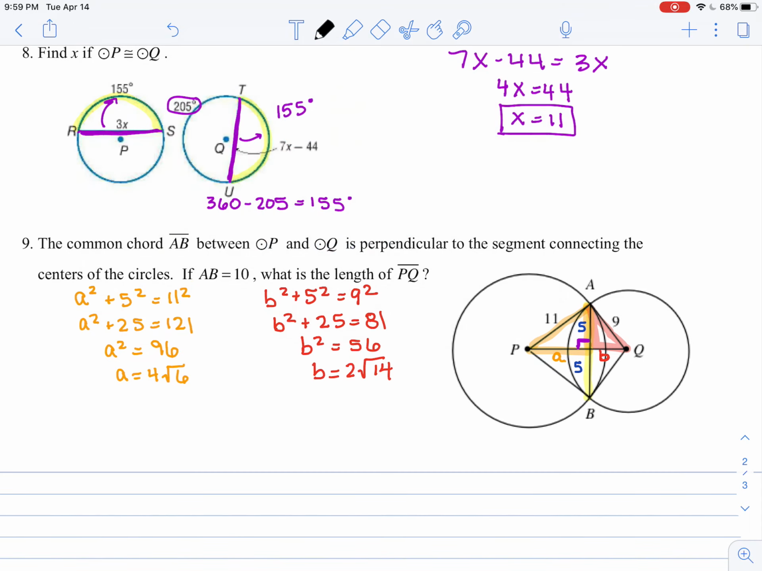Together, A and B make up line segment PQ. So PQ is 4 root 6 plus 2 root 14. You cannot combine those terms together. They're not like terms because the radicands are different. So this would be your final answer in simplified radical form. Or if you prefer, this is about 17.3.